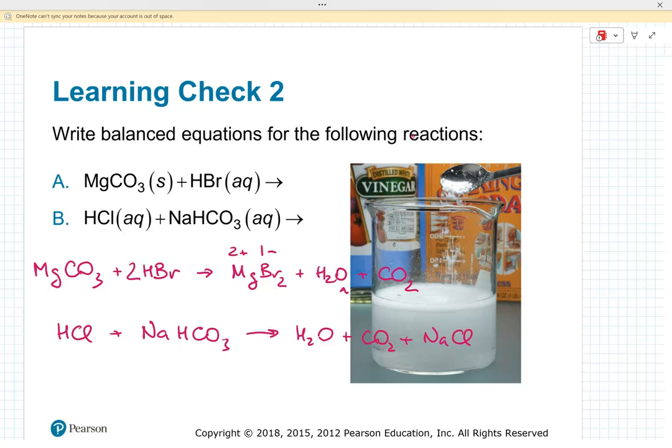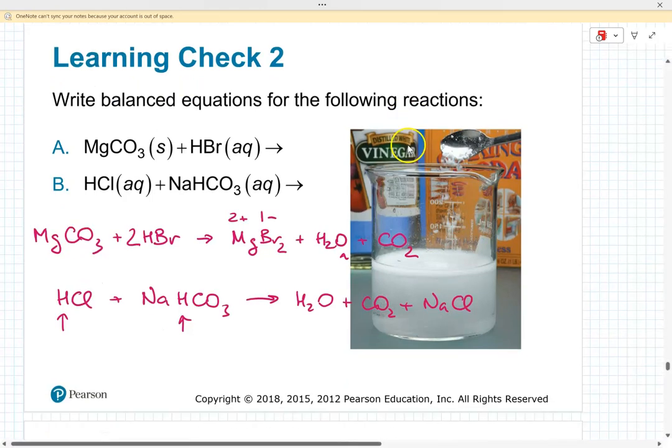How many sodiums are on the left? On the right? Chlorides on the left? On the right? Hydrogens on the left? 2. On the right? Oxygens on the left? On the right? You good?